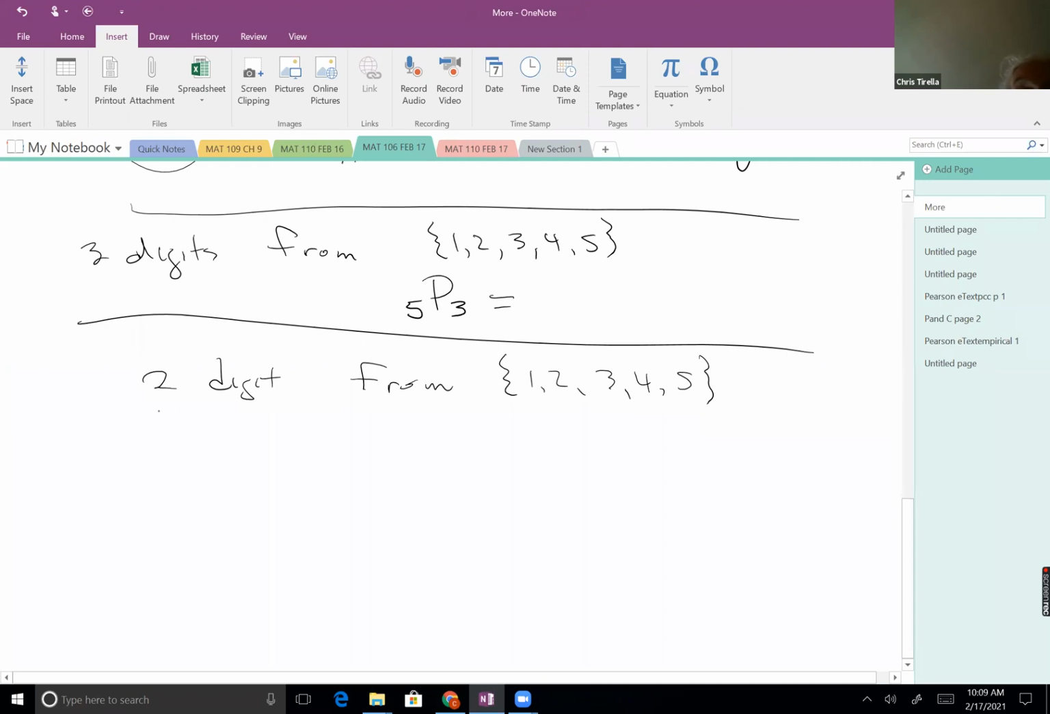So if I ask for all of the possible 2-digit numbers from 1, 2, 3, 4, 5, there's 5 digits to pick from, and I want to pick 2. So 5P2 tells me there's 20 different 2-digit numbers that I could make from those digits: 54, 53, 52, 51, 45, 43, 42, 41, 35, 34, 32, 31, 25, 24, 23, 21, 12, 13, 14, 15. There would be 20 different possible numbers. Any better?